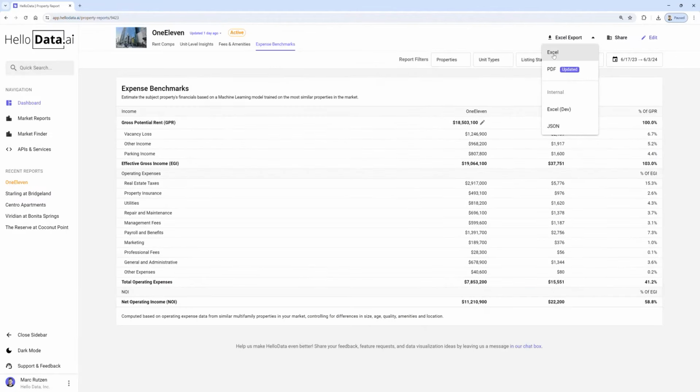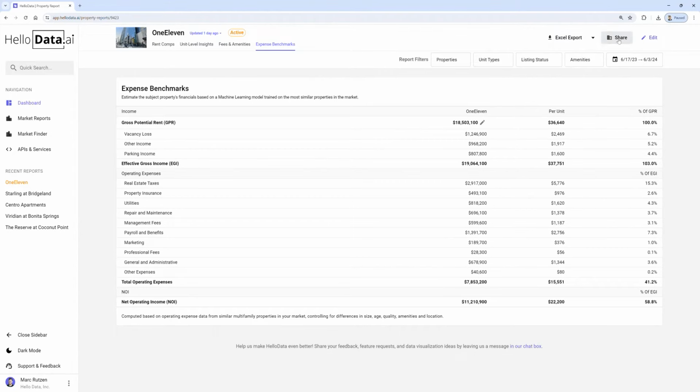The Excel export is actually going to contain all the raw data, unfiltered, and it will show side by side the 30, 60, 90-day average for the comp set, as well as the exported expense benchmarks and all the other unit level data. It's all going to be in Excel with no filters applied. Just something to note, Excel is raw, the PDF is filtered.